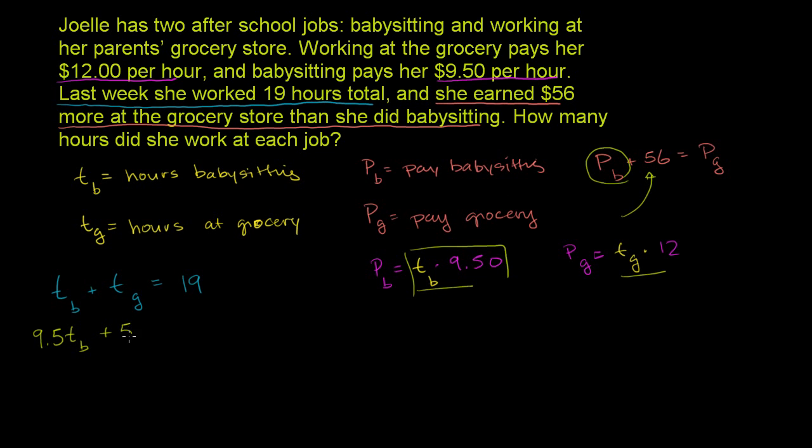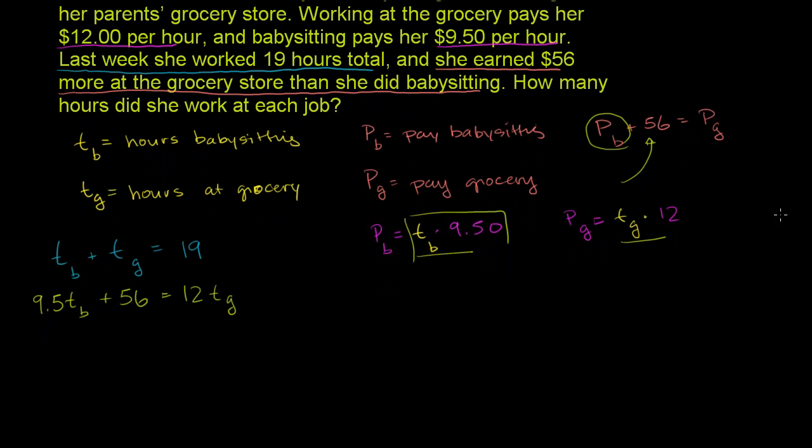Plus 56 is equal to the pay that she got at the grocery, which is 12 times the time at the grocery. And now we need to solve for both of these variables. We have two equations and two unknowns. This is just straightforward algebra at this point.